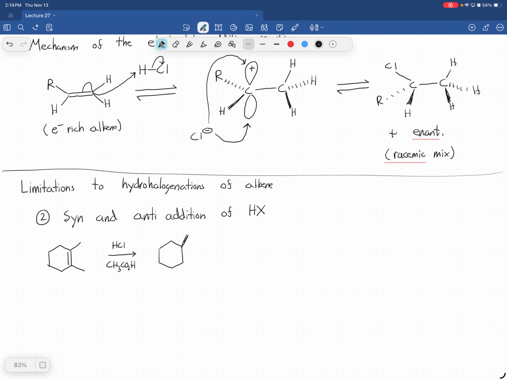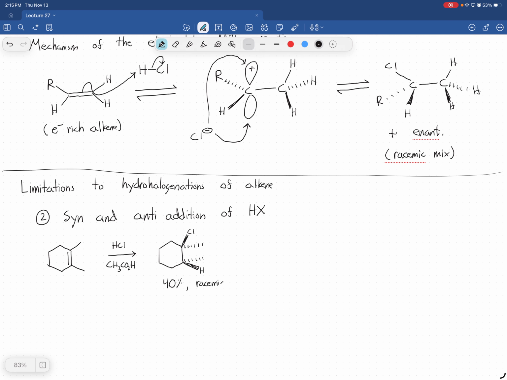But the HCl can add in a syn fashion or an anti-fashion. What I mean by anti-fashion is that the HCl is on different sides of the molecule, like this. It's supposed to be syn. So here we have a 40% mixture. You only get 40% of this, so there's complications. So not a very great reaction.